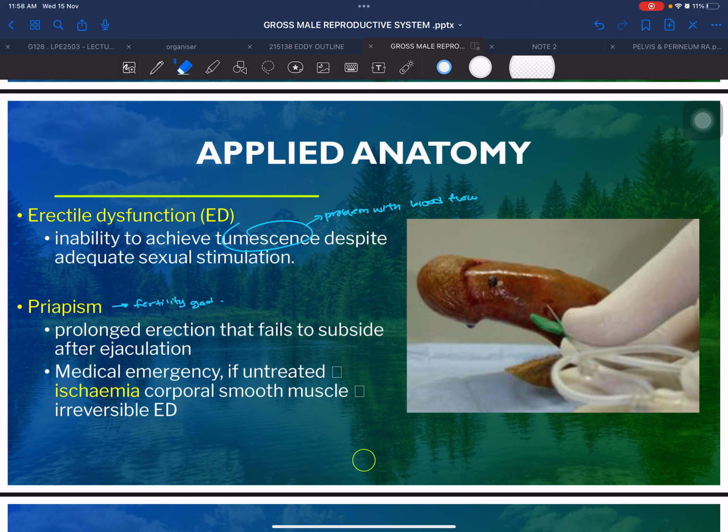Okay, so this emergency, if untreated, we can call it ischemia of the penile tissue. It needs to be irreversible, and it needs to drain the blood outside. Right? Now we go to the testis.